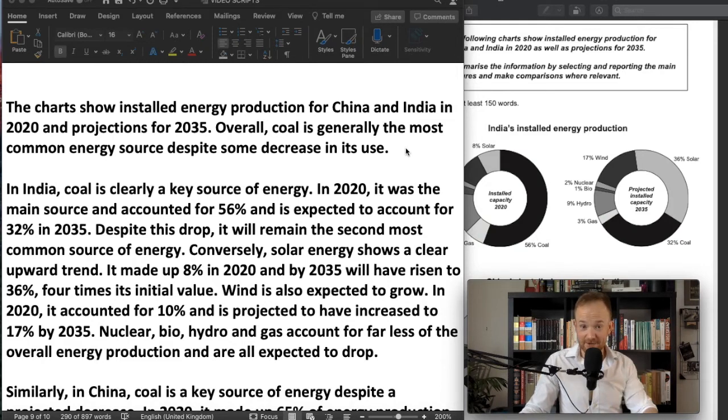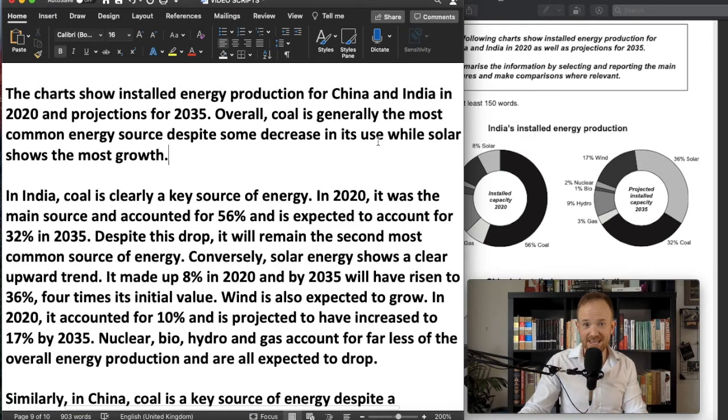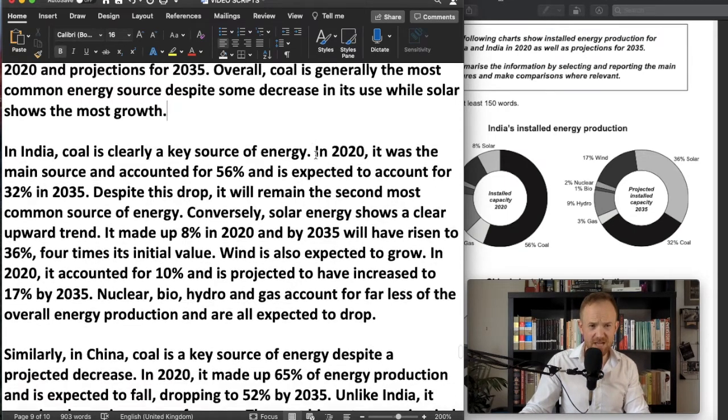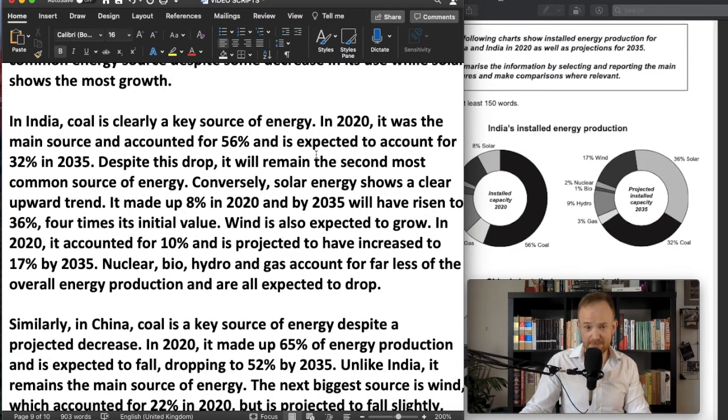So I might add that in. So there it is. I've added that in, while solar shows the most growth. You could have one of those or both. It doesn't really matter. I've made the choice here that I think it's better to have both. Then we start with India.